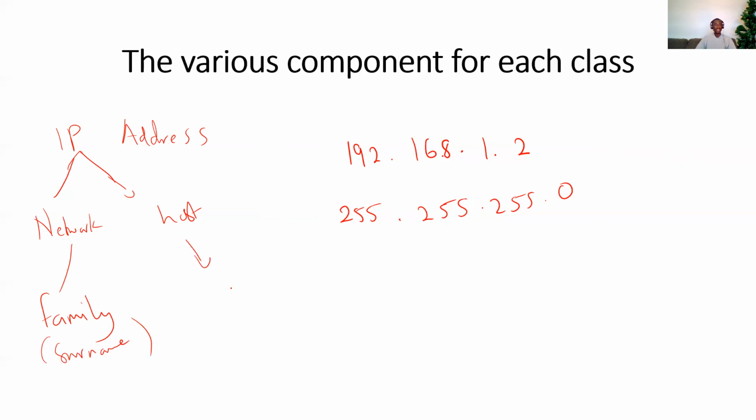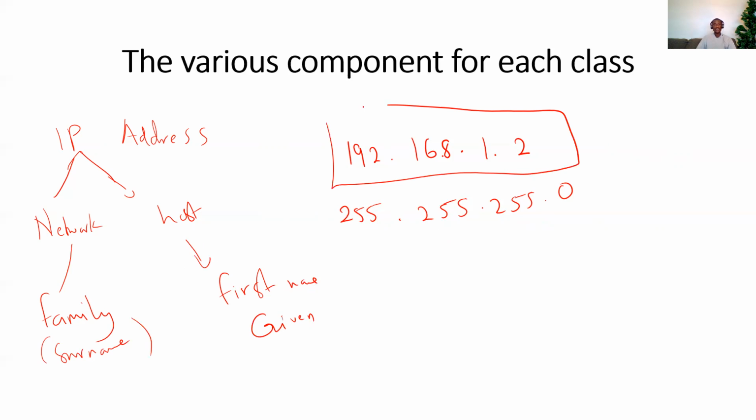And the host part is just a person's given name or first name. That's what we call it. So you can call it given name or surname. Now, the subnet mask, which we have here, which is 255.255.255.0, should give you an indication of which part of this IP address will be your network part. Anytime you see 255, it's just telling you that that part belongs to the network.